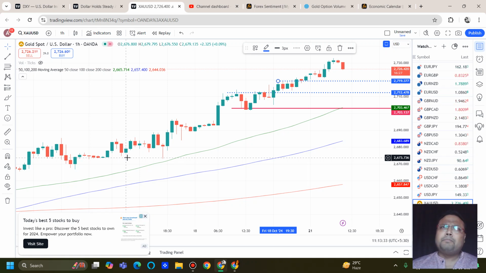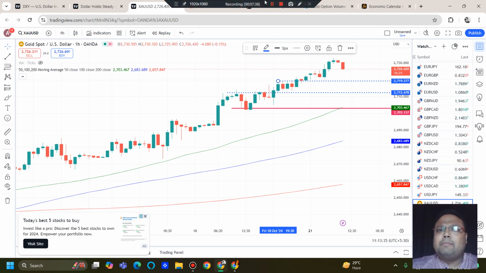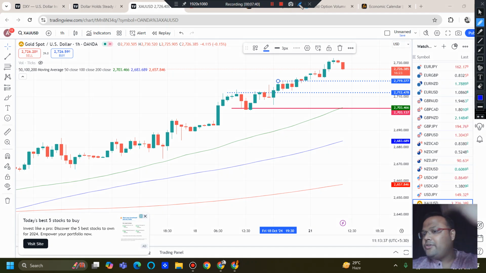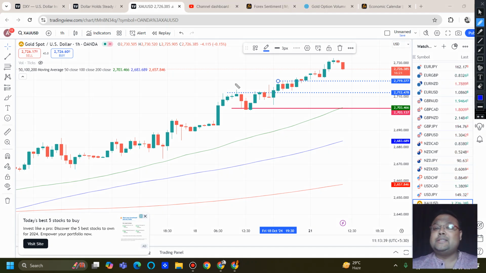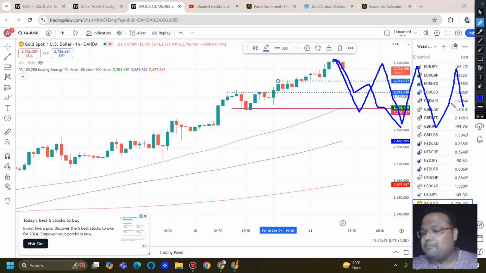But personally, I believe the market will not fly away straight to the 2800 area. I think there should be a correction. And after the correction, we can expect the market to remain sideways, range bound, because the market has already given a considerable move without any proper consolidation. So there should be some consolidation. After that, we can expect the market to continue the upside.